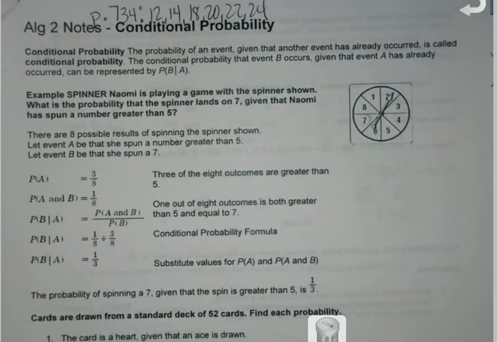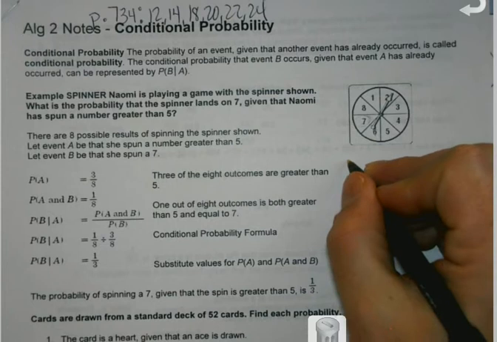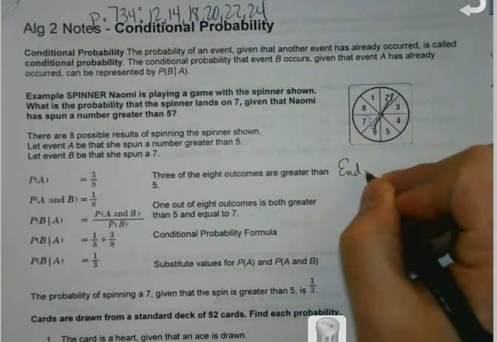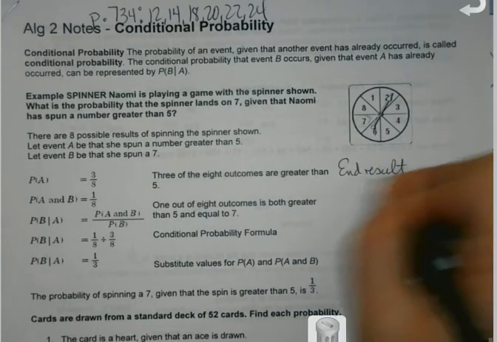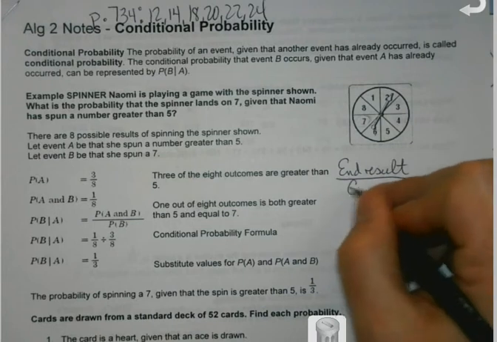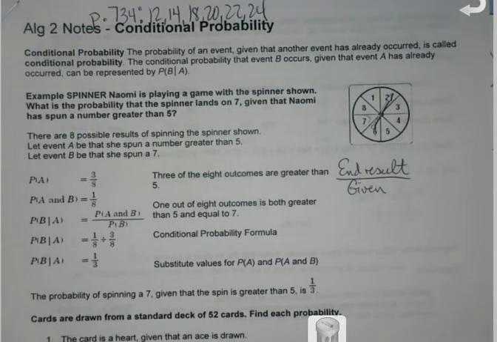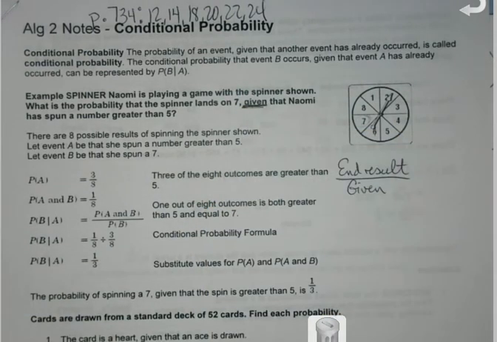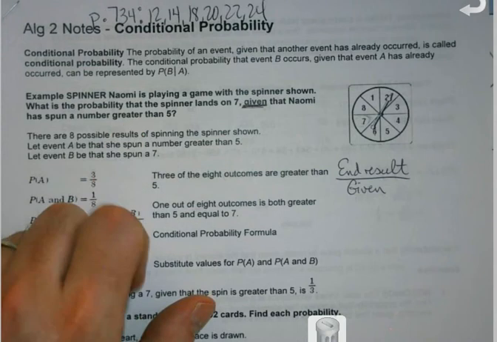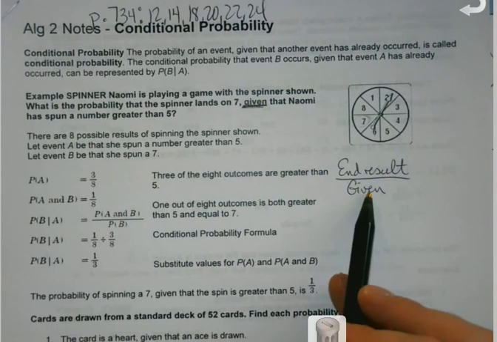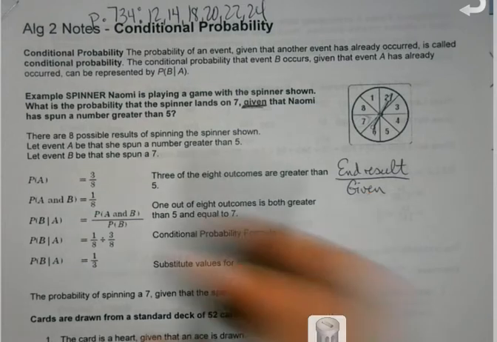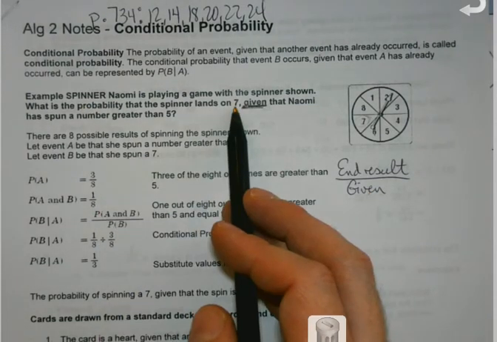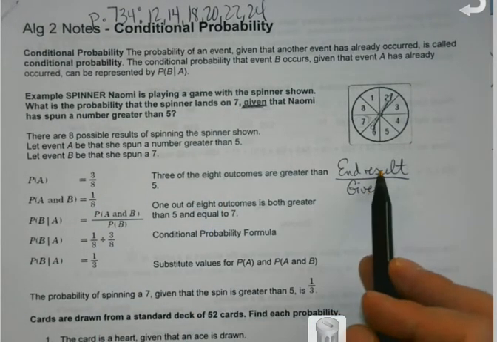So here's how this works in English. I like calling this the end result over the given. Whenever you find these words and you see the word given in the middle, you take whatever is after that, that's going to be your denominator. What you're attempting to find, what's the probability that the spinner lands on 7, is what would go up here.